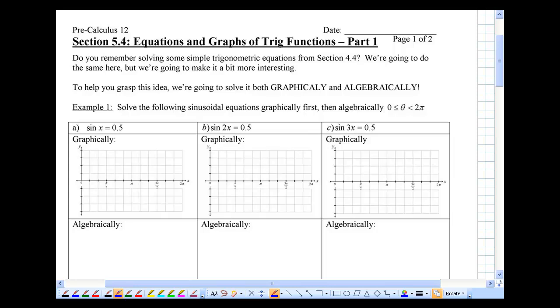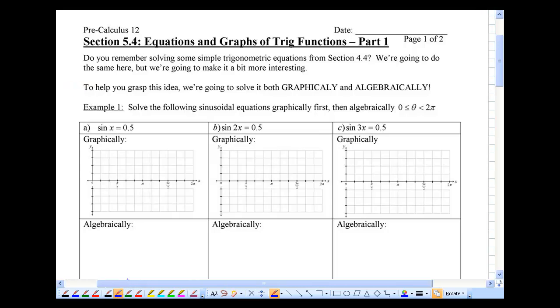I'm going to ask you to solve the following sinusoidal equations graphically first, and then confirm your graphic answer by using algebra. So I've given you a nice grid. Aren't you glad I gave you a grid? I'm going to ask us to label the y-axis here. Since I don't have any actual amplitude changes, I'm just going to use 1 and -1. So go straight up to the top for 1, straight to the bottom for -1.